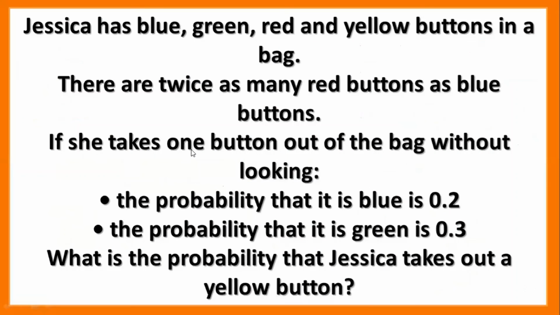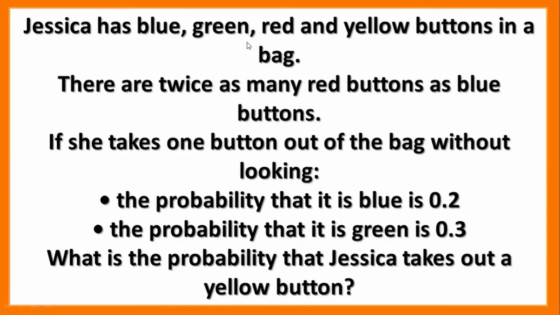Question was easy but a bit different. Read the question again. You will get the answer. Jessica has blue, green, red, and yellow buttons, but there are twice as many red buttons as blue buttons. If she takes one button out of the bag without looking, the probability that it is blue is 0.2. The probability that it is green is 0.3. What is the probability that Jessica takes out a yellow button?